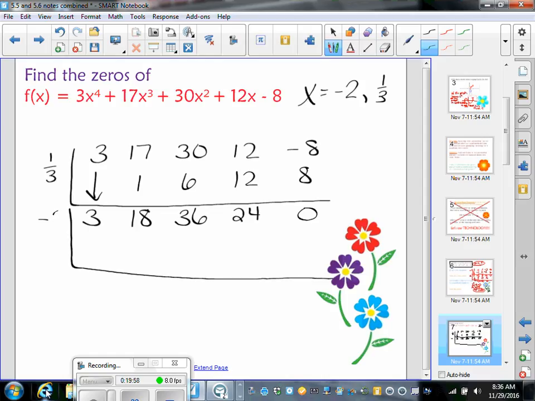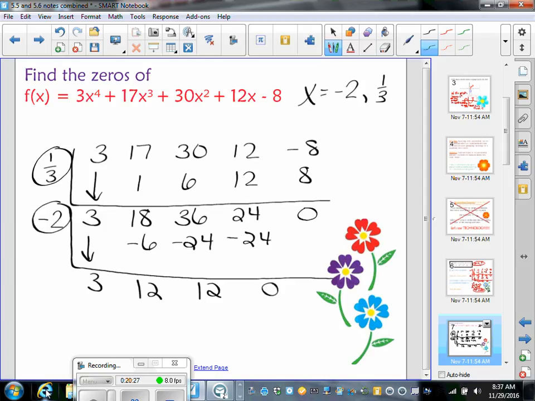So now we're going to use the -2, and we're going to go again. Multiply. Add. Multiply. Add. Good. I'm done. All right, so I used the answers I found, 1/3 and -2, those are good answers. This is now 3x squared plus 12x plus 12 equals 0.